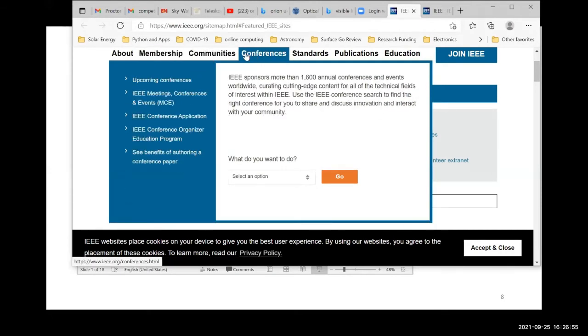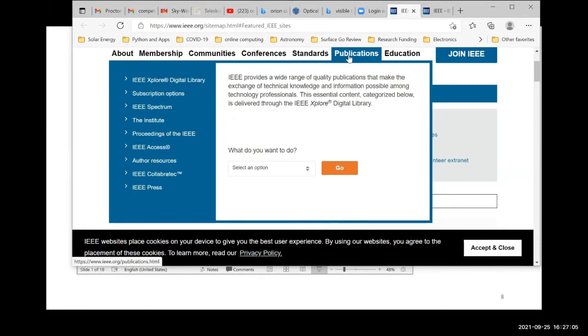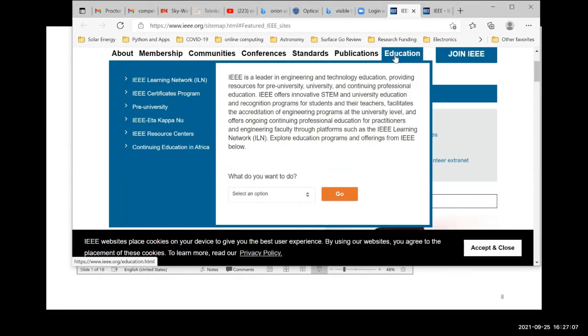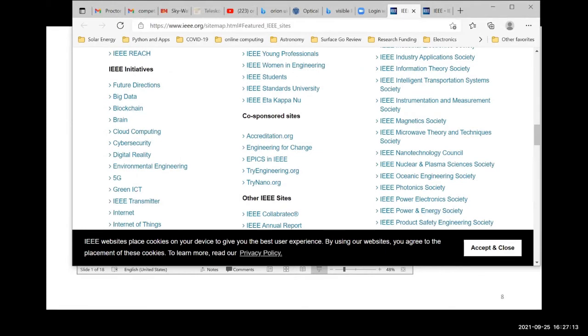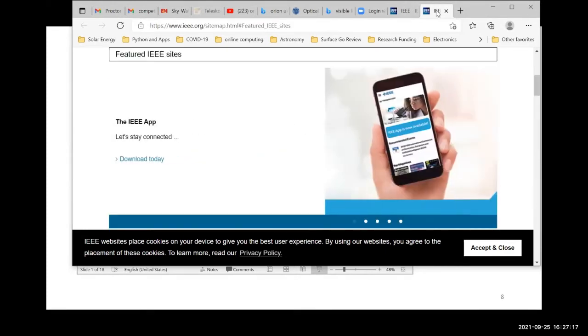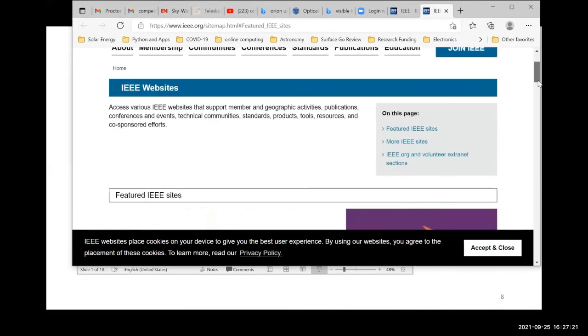There is also information about communities, conferences, and standards, right? We can download standards if we want to learn about a particular technology. And then there are publications and programs. Everything can be found on this site, for example. Right, so here is another one.